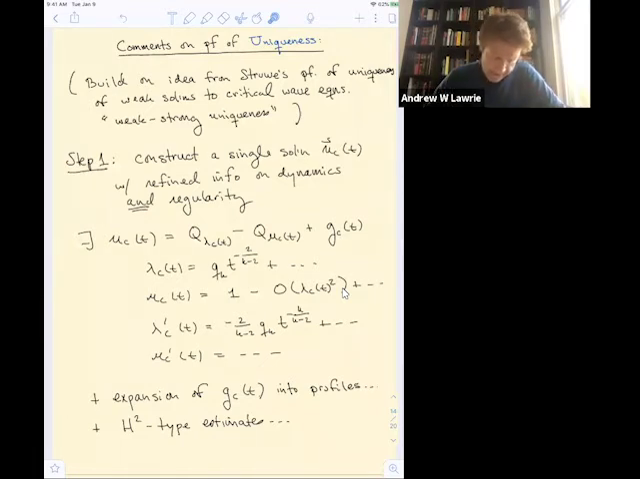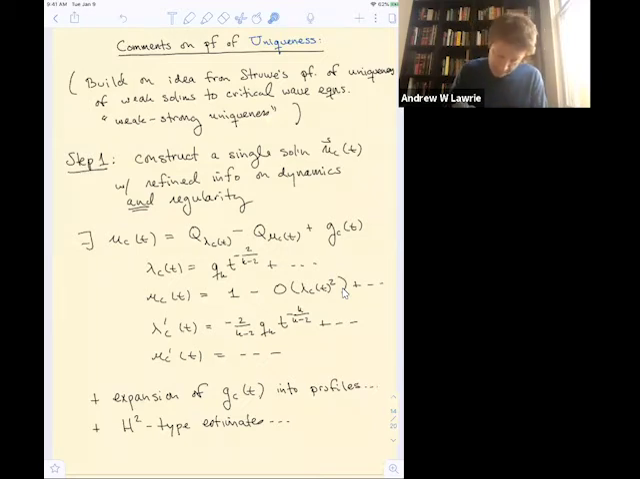So my idea is that I'm going to construct a single solution. What I mean by weak-strong uniqueness is the following: I'm going to construct a single solution and prove as many properties about this as I can. In particular, I'm going to prove that it's smooth and has nice regularity properties. So I'll construct my one strong solution, and then I'm going to view any other solution as a perturbation of this strong solution that I know a lot of properties about.